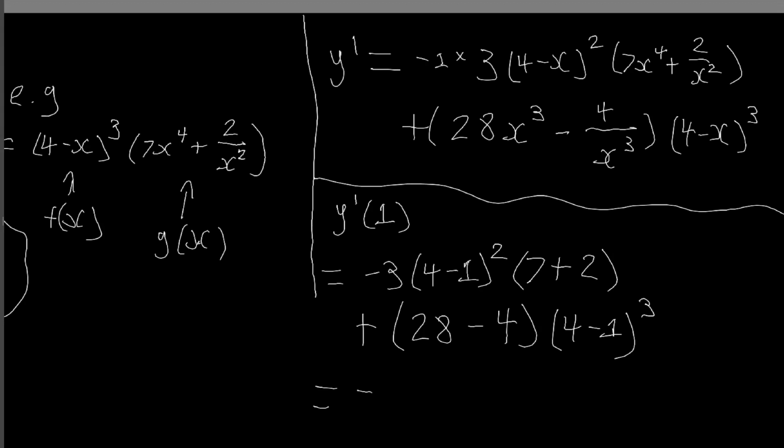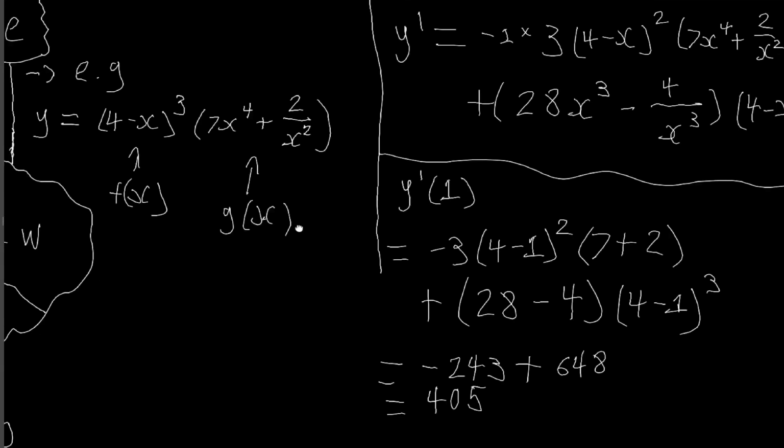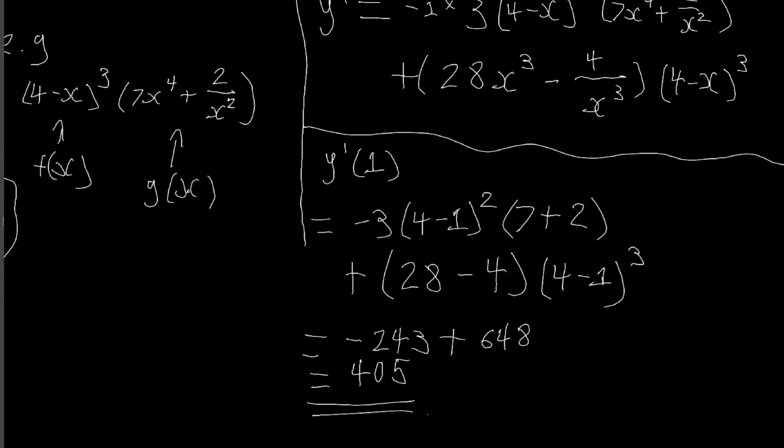I miswrote there. Negative 243. And then you're going to add 28 minus 4, 24, multiplied by 3 cubed. That would be 24 multiplied by 27. And 24 multiplied by 27 is going to be 648. And then this works out to be equal to 405. So the value of the gradient of this function when x is equal to 1 is going to be 405.